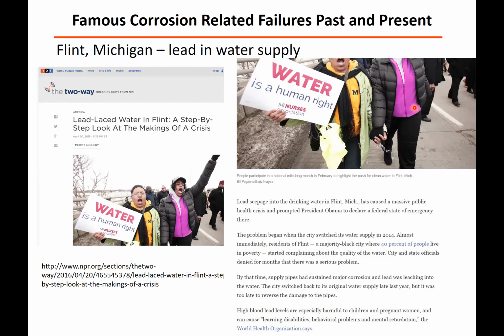A really unfortunate recent example is the Flint, Michigan example, where they switched water supplies and the new water supply was more corrosive. There were some inhibitors in the Detroit water that was flowing through these pipes. The Detroit water had corrosion inhibitors, and the Flint water had higher concentrations of chloride ions. And so, of course, that led to corrosion of the piping, which released lead ions into the system.